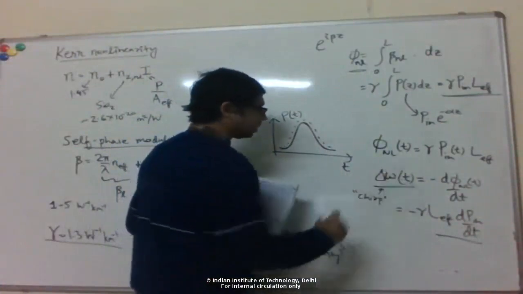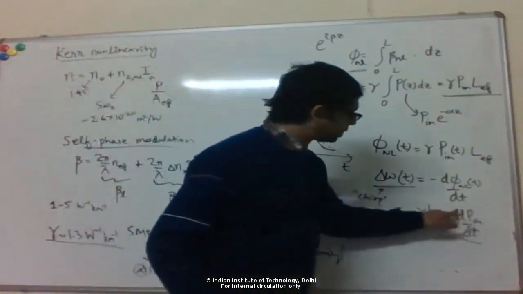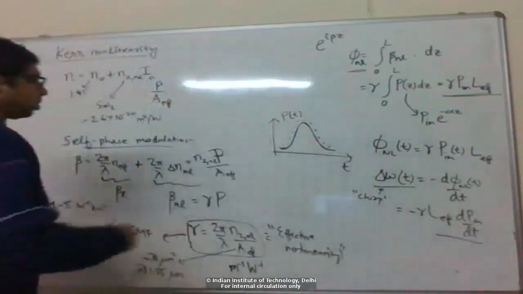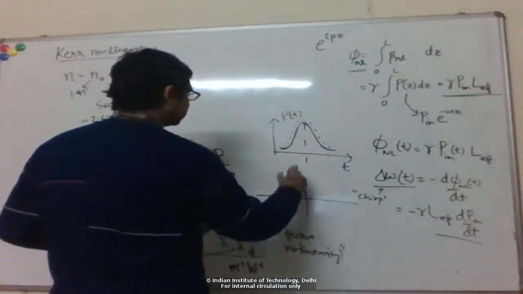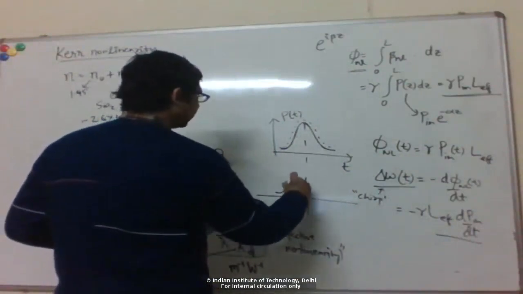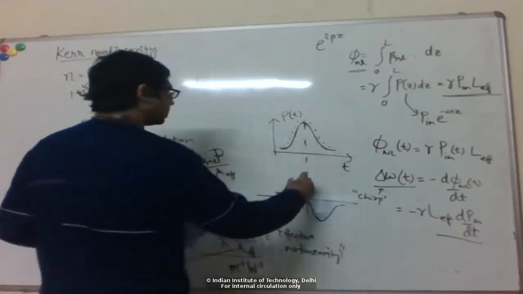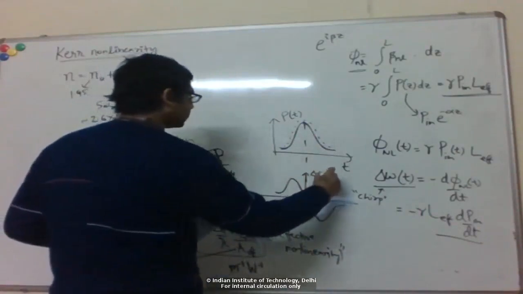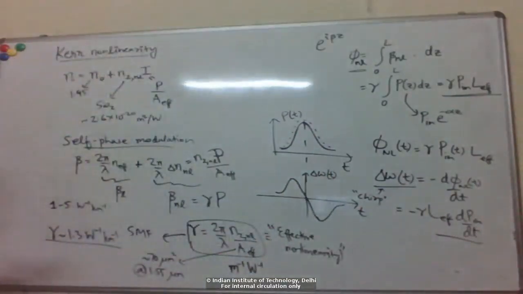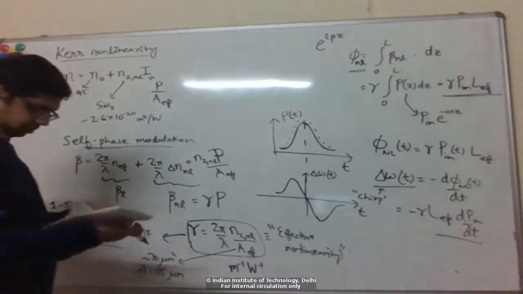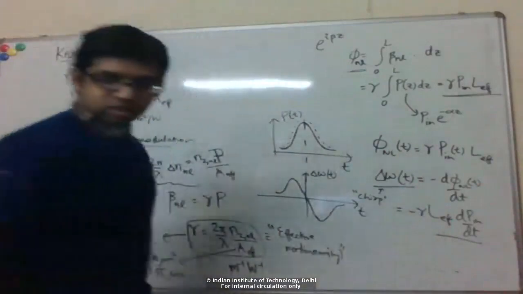A time-dependent instantaneous frequency. So the value of that chirp depends on this derivative of the pulse. If I take the derivative, here it's increasing, so it's positive here, then it's 0 at the peak, and then it becomes negative. So if I look at the instantaneous frequency, that looks like this. Sorry, there's a negative sign here, so basically I have to take the negative of this.